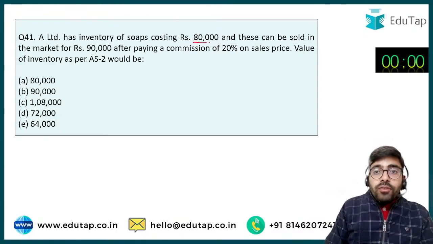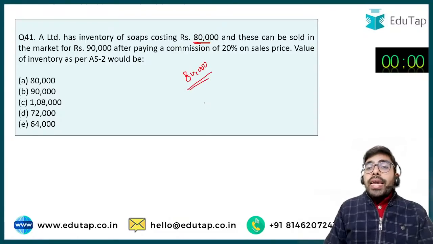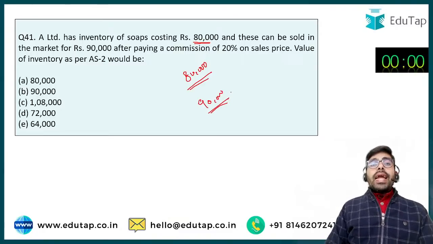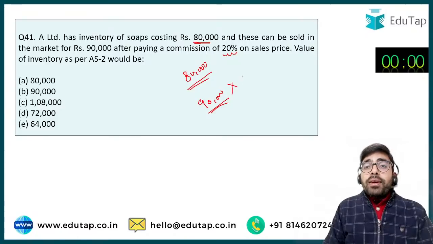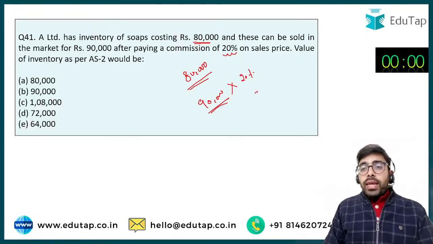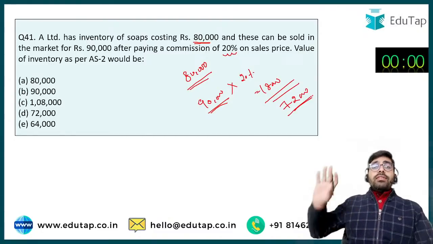So the cost of the soaps that we have is rupees 80,000, and I can sell these soaps at rupees 90,000. But to sell these soaps at 90,000, I would have to pay a commission of 20%. So what is 20% of 90,000? It is 18,000. So ultimately I am going to realize 90 minus 18, 72,000 from the sale of these soaps.